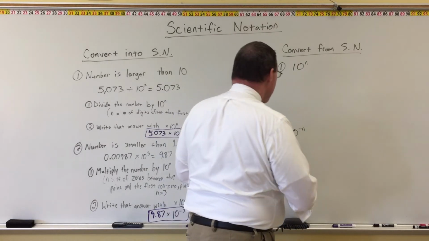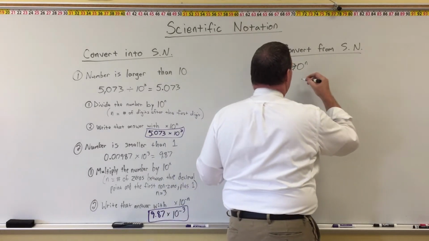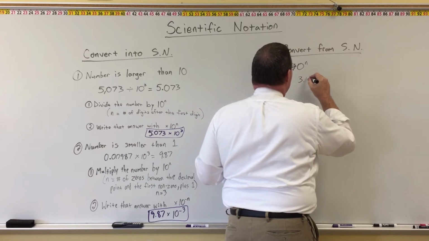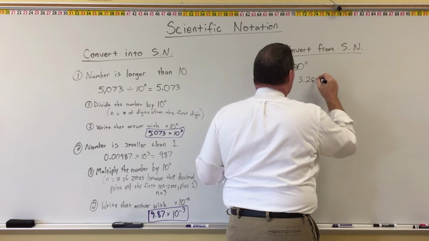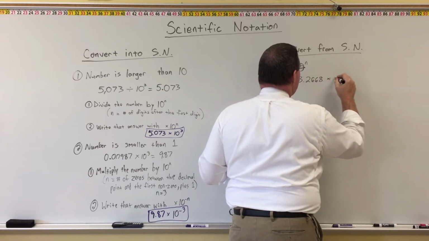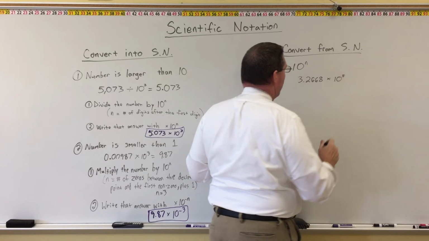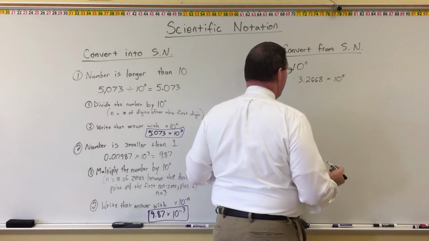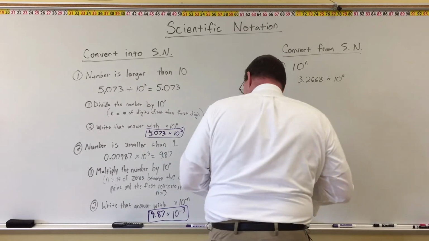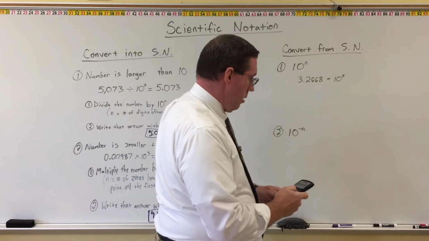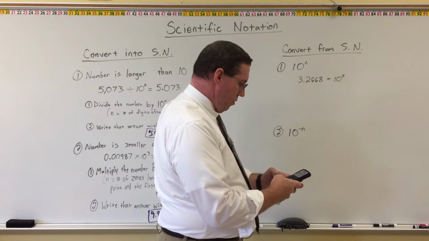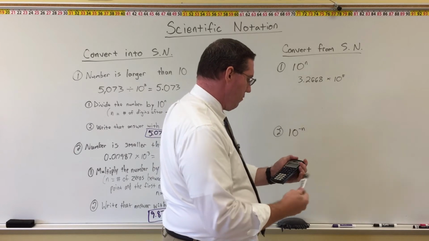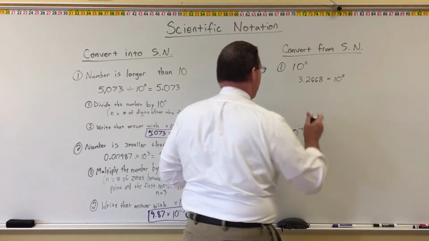Okay, so let's say that in scientific notation, we'll do an example here. Let's say that we have 3.2668 times 10 to the 5th power. Okay? Well, really, here's what I would do. There's really only one thing that you have to do. You can just grab a calculator and type in 3.2668 times 10 to the 5th power, and that gives you 326,680.